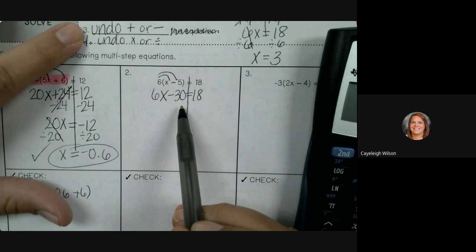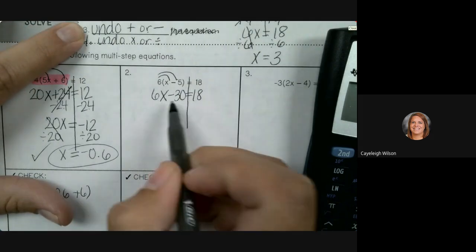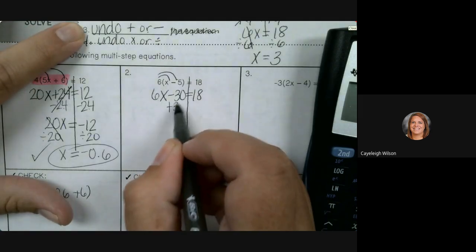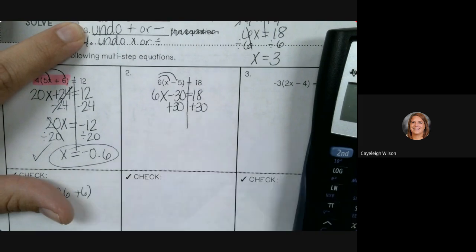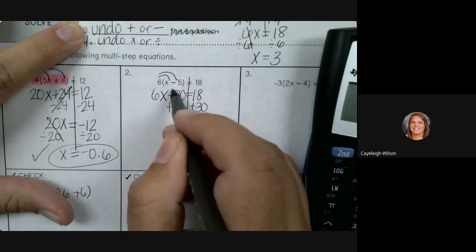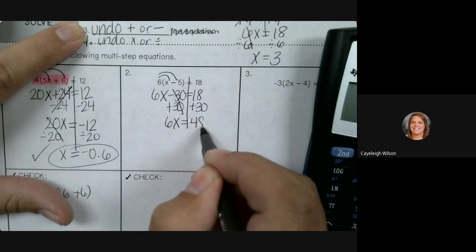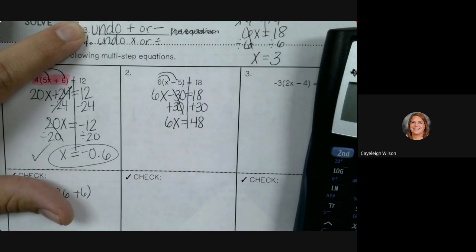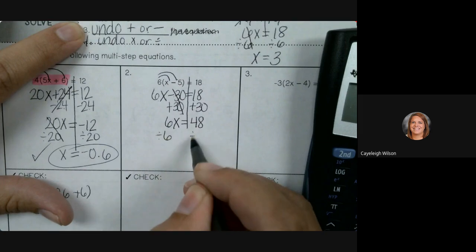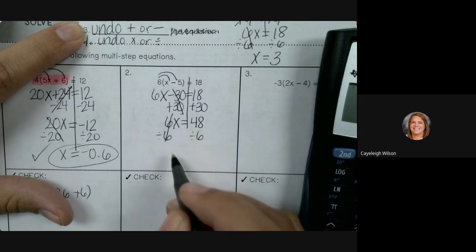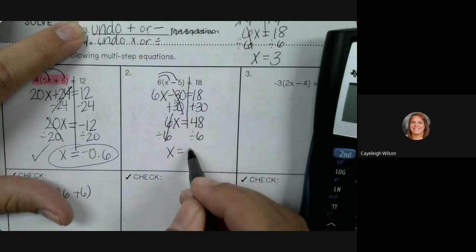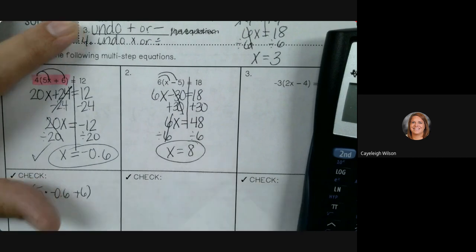So I go to step 3. I undo the addition or subtraction. So I have a minus 30. So I'm going to add 30 once to each side. So negative 30 plus 30 is 0. So that's 6x equals 48. And then I'm going to divide by 6. 6 divided by 6 is 1. So x equals 48 divided by 6 is 8.